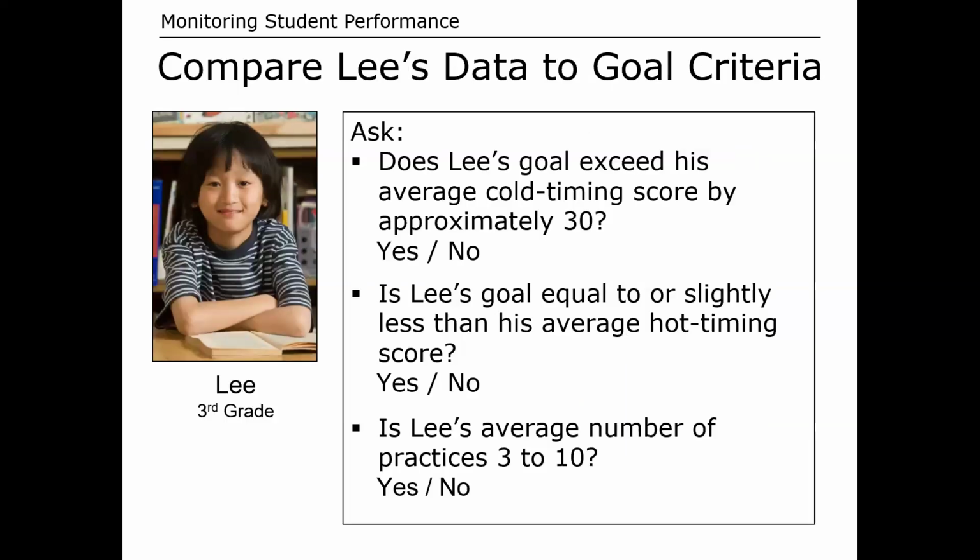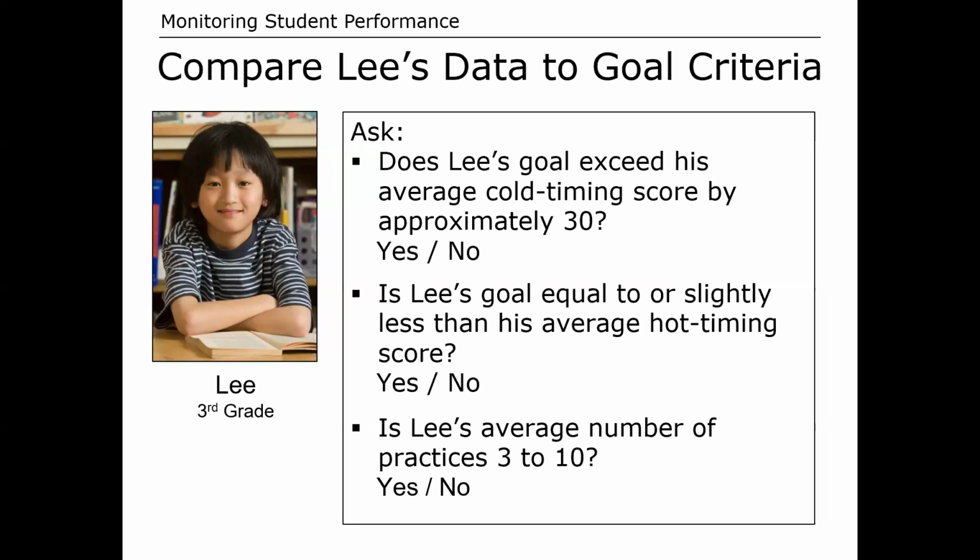As a third grader, we want his goal and his cold timing to be about 30 words apart because he's a fourth grader or below. As a third grader, he's in that lower student group, lower age. And that is an important distinction. It is the age of the student, not the level in which they are working. So if Lee was a fifth grader working in 2.5, then it would be 40, right? Because he would be in fifth grade and above.